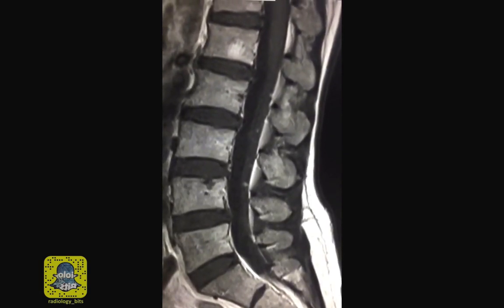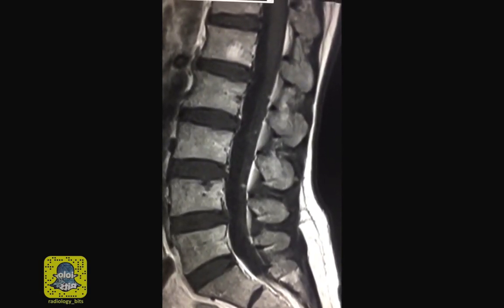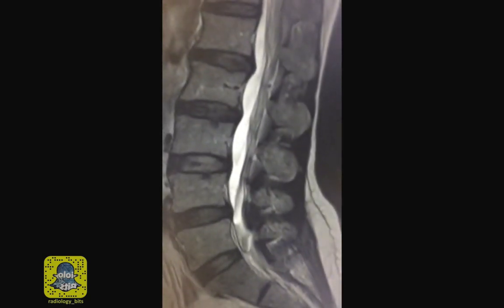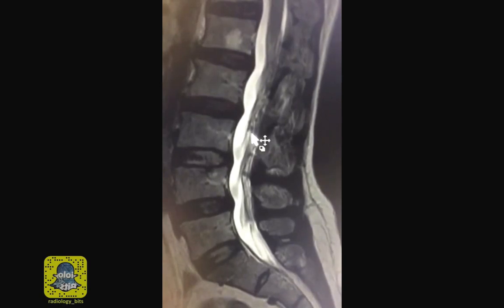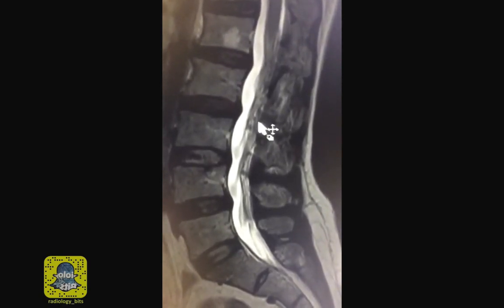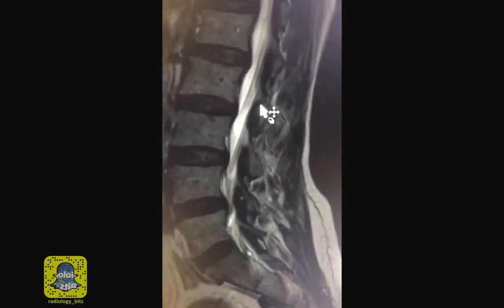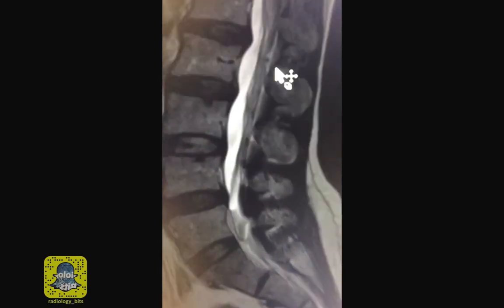Before we proceed to the differential diagnosis, let's see if we could have seen the abnormality on the T2 weighted image. And of course it's tough, but the abnormality is definitely there. You could see all these nodules related to the cauda equina here.